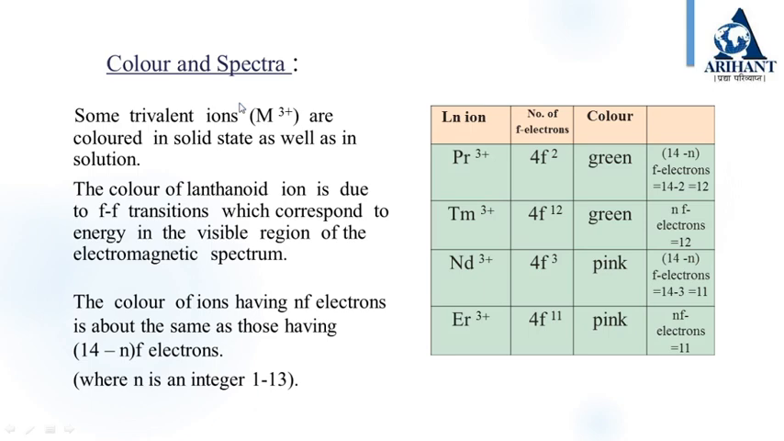Color and spectra. Some trivalent ions are colored in the solid state as well as in solution. The color of a lanthanoid ion is due to f-f transition, which corresponds to energy in the visible region of the electromagnetic spectrum. The color of ions having n f electrons is about the same as those having 14-n f electrons, where n is any integer between 1 and 13. The table shows the lanthanoid ion, number of electrons, number of f electrons and color.